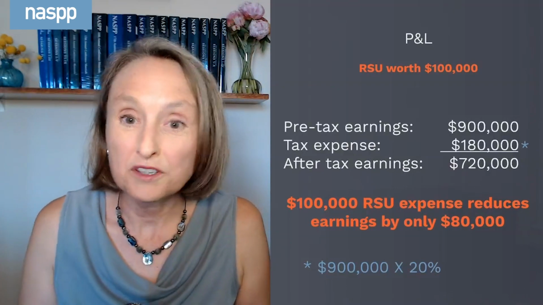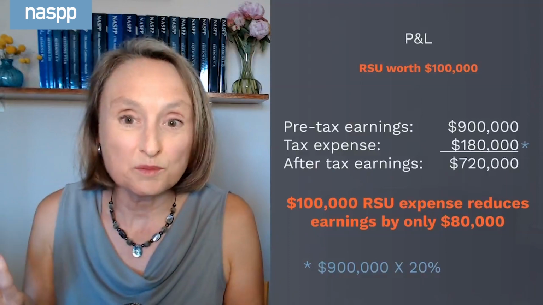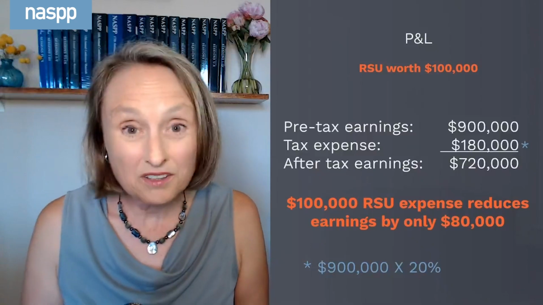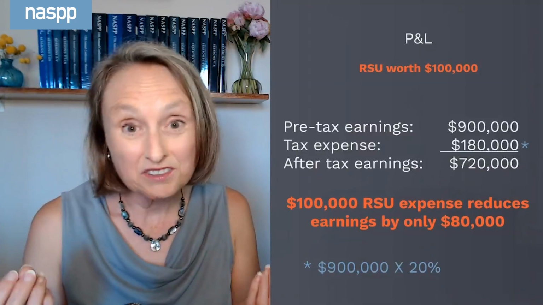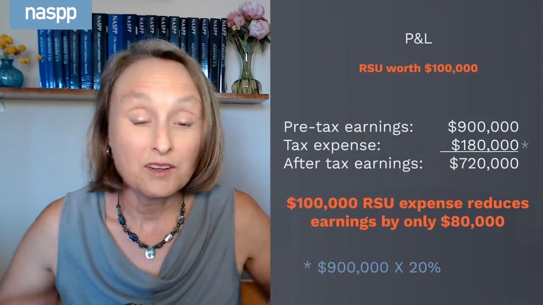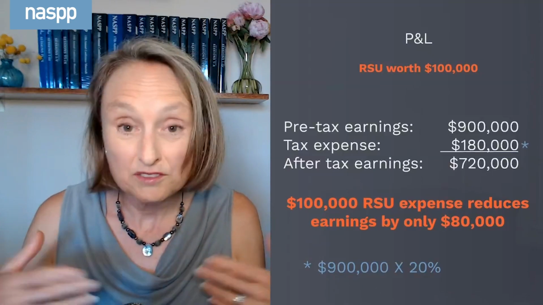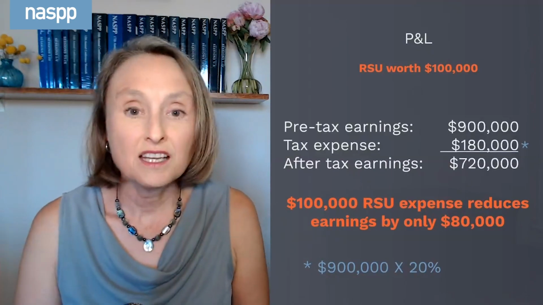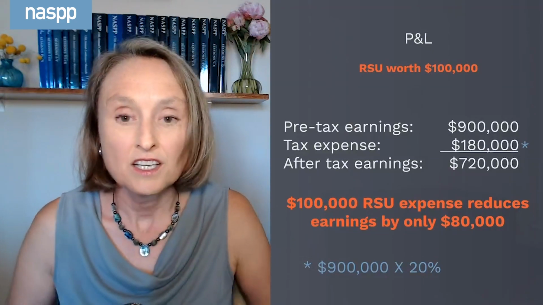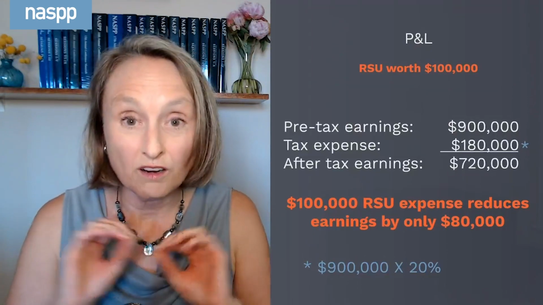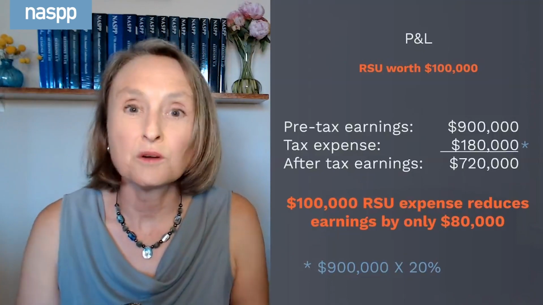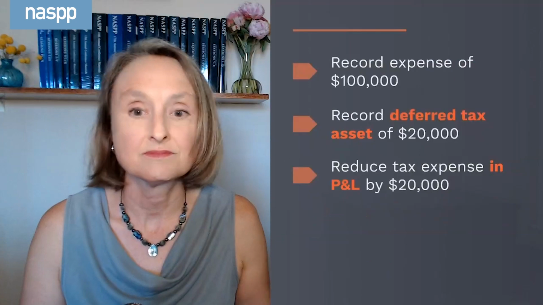What's that going to do to the P&L? Well, the first thing that you'll notice is it reduces our pre-tax earnings from $1 million down to $900,000. But look what it does to the tax expense. That also gets reduced from $200,000 down to $180,000. That's because the company had fewer pre-tax earnings, which means less tax expense. Then the after-tax earnings is reduced to $720,000. So even though the RSU resulted in expense of $100,000, the actual impact on the company's net income is a reduction of only $80,000.